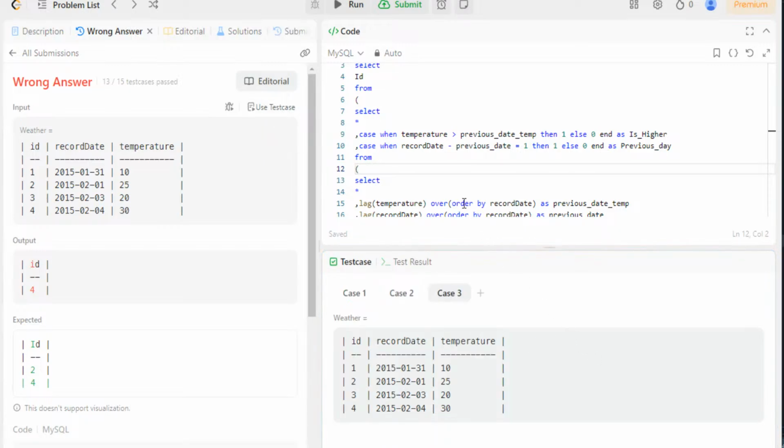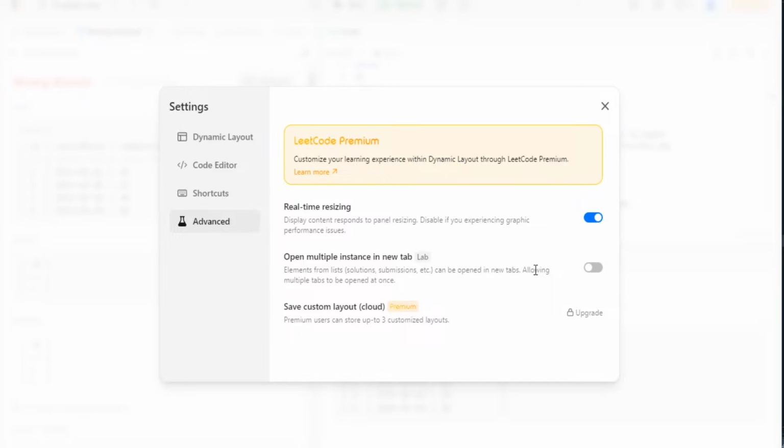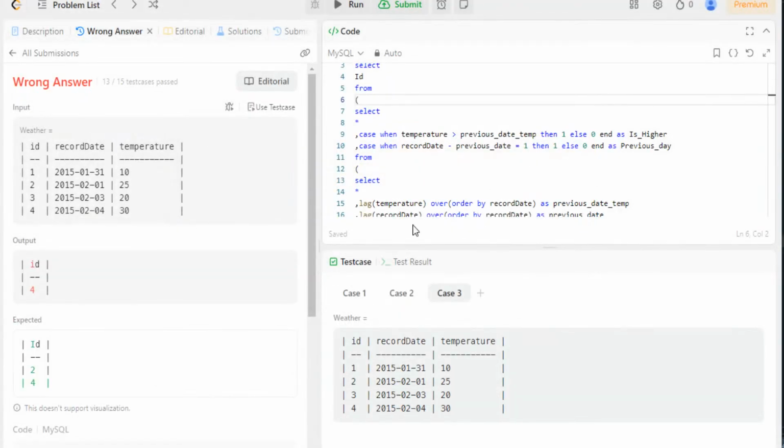So I apologize about that. If anyone can find on Leetcode how to change this to black, I would be more than happy to. Let's see. Advanced. We got text size, key binding, font, dynamic layout, code editor. So I don't know where to change this.